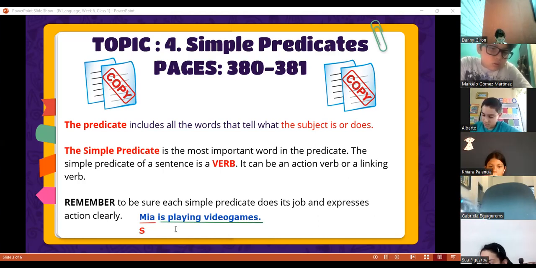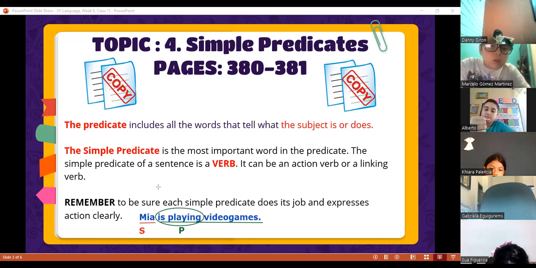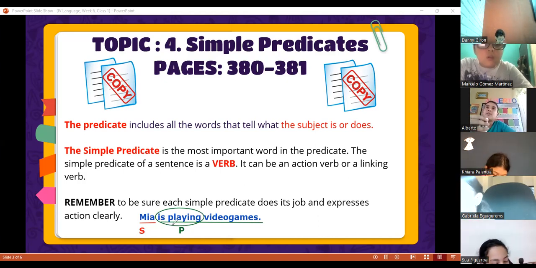Excellent. You identified the simple subject, that it's Mia. The predicate is playing video games. But what is the simple predicate, the most important word or words? That is playing. You see here we have "is playing." So "is playing" is the simple predicate, because that is the action.